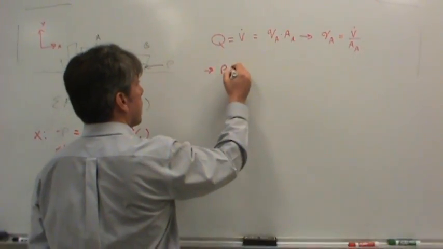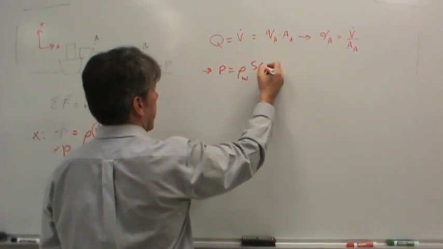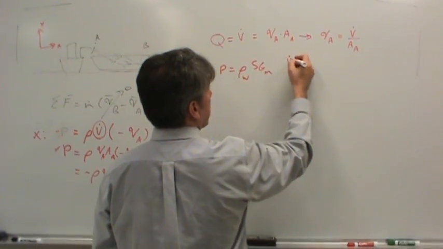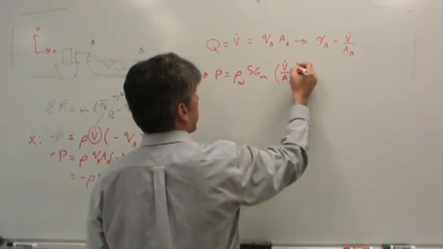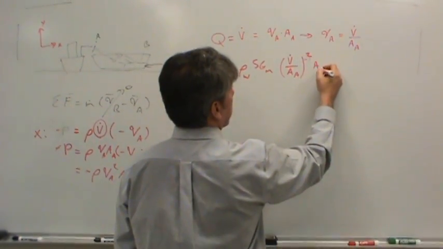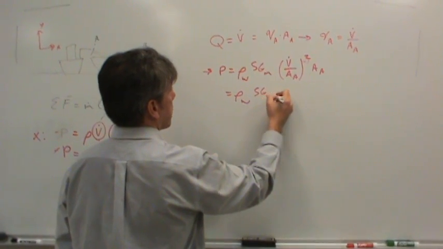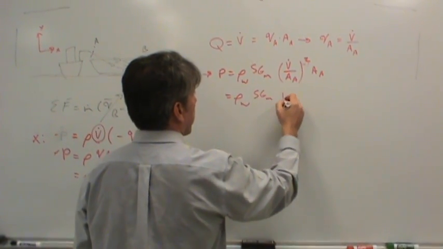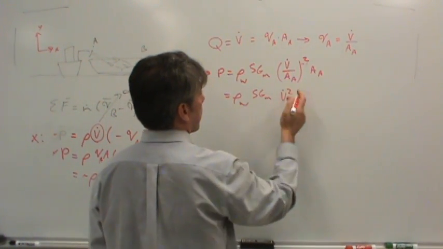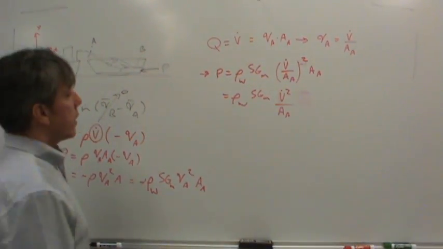Anyway, so the force P now would be equal to the density of water times the specific gravity of the mixture multiplied by VA squared. But VA squared is going to be V dot over cross-sectional area A squared, multiplied by area at A from here. So then this is the density of water, specific gravity of the mixture, volumetric flow rate V dot squared, multiplied by, or actually that will cancel with one of these, so divided by the cross-sectional area at A. Okay, now we can plug in numbers.